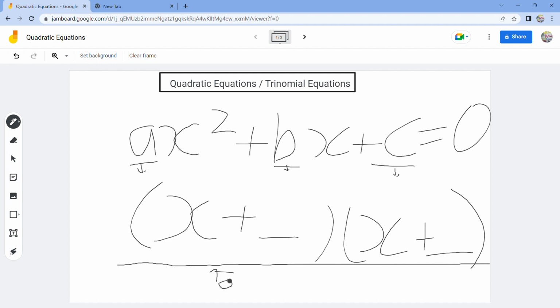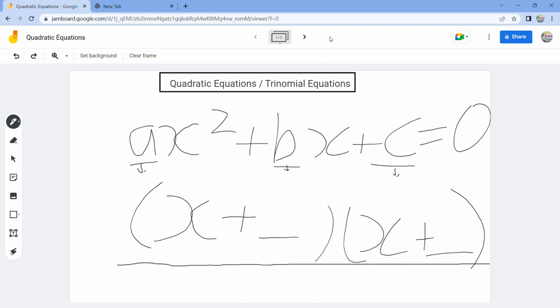One of these brackets must be 0, but the other doesn't have to be, because 0 times anything is 0. 0 times anything in the whole universe equals 0. So that's why it has two answers.